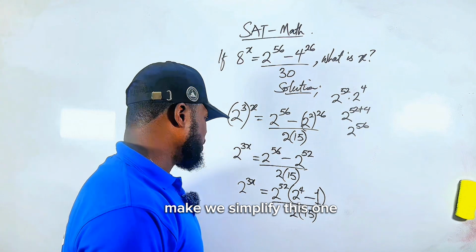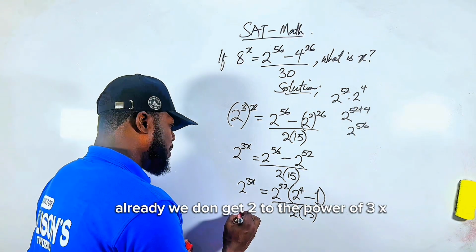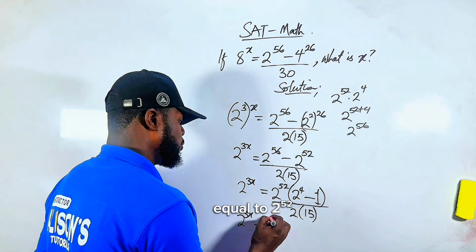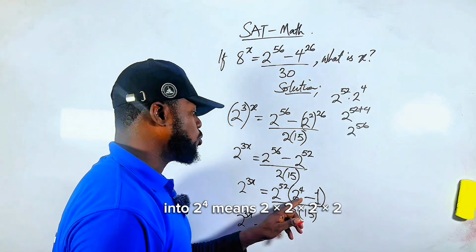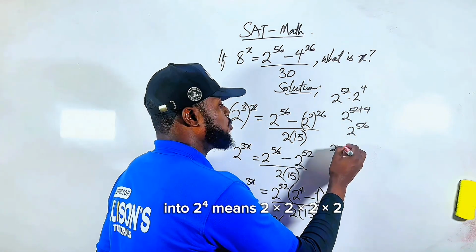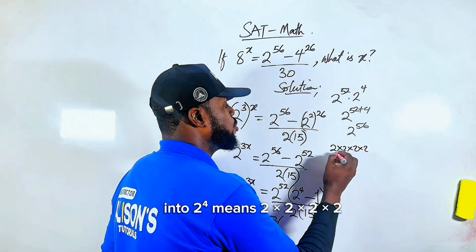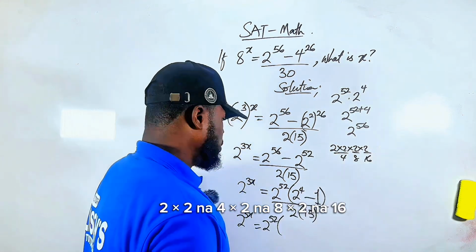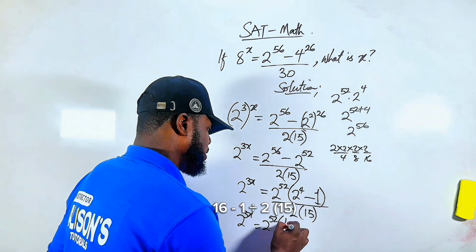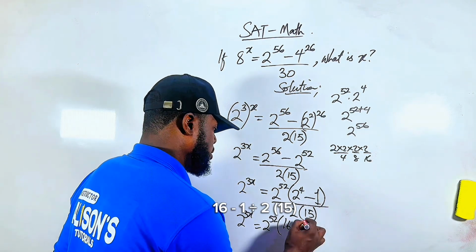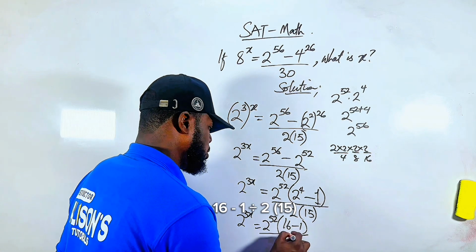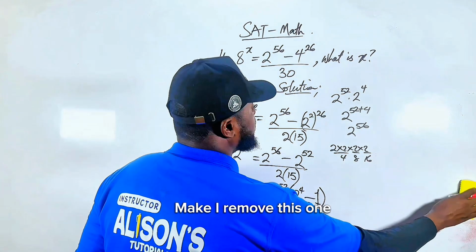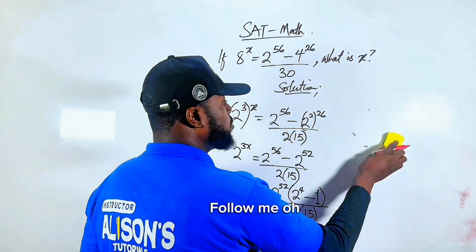Now, what is going to happen? Let us simplify this one. We have 2 to the power of 3x equal to 2 to the power of 52 into 2 to the power of 4, which means 2 times 2 times 2 times 2. 2 times 2 is 4, times 2 is 8, times 2 is 16. So we get 16 here. 16 minus 1, divided by 2 into 15. What will be the next thing? I remove this one.